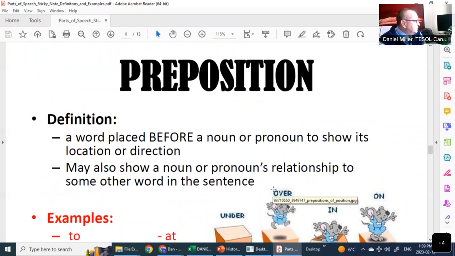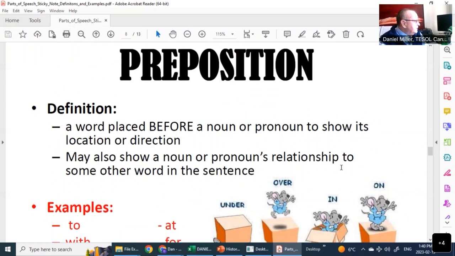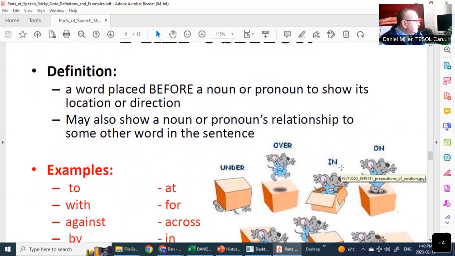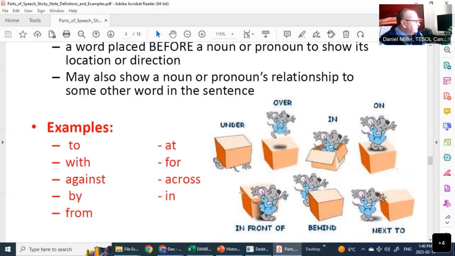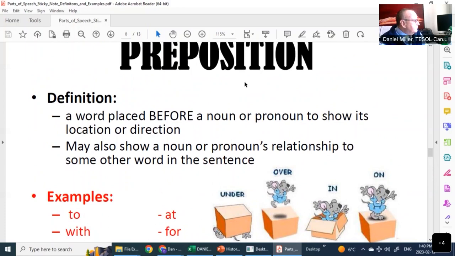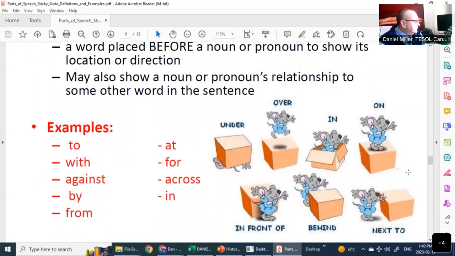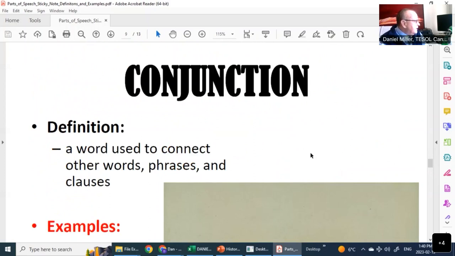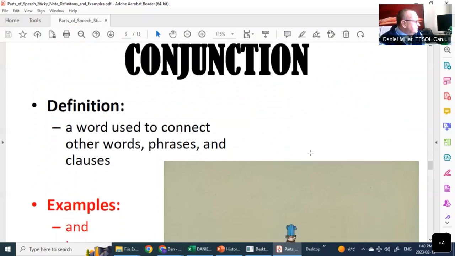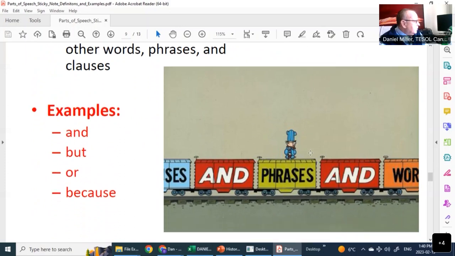A preposition is a word placed before a noun or pronoun to show its location or direction. It may also show a noun or pronoun's relationship to some other word in the sentence. Examples: to, with, against, by, from, at, for, across, in. So this little mouse moves around to the different positions relative to the box to demonstrate the different preposition meanings. A conjunction is a word used to connect other words, phrases, and clauses. Examples: and, but, or, because. The conjunctions join the phrases and the words together.